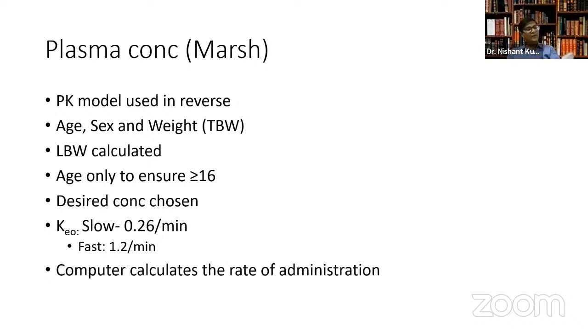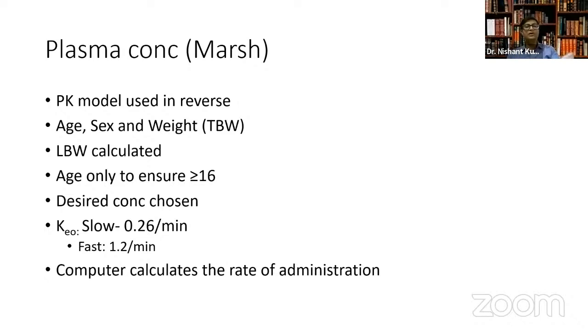Lean body weight was calculated by the machine, and age is entered only to ensure that, since the study was done in adults, the model is not used in children or in those less than 6 years of age. The age is not used for calculation of the rate that is infused.